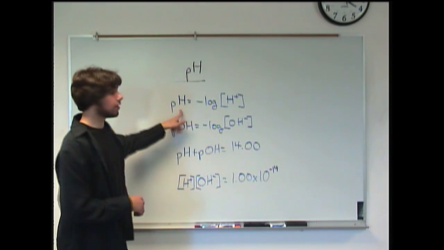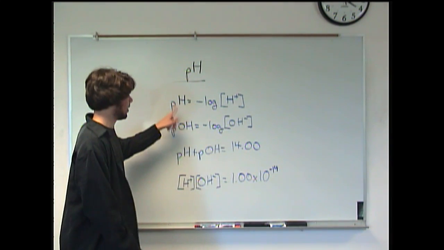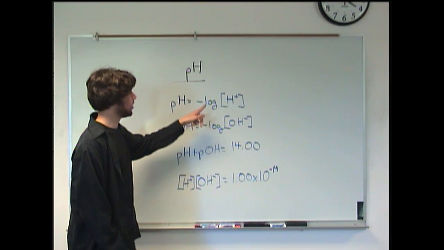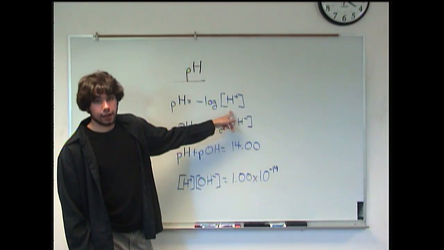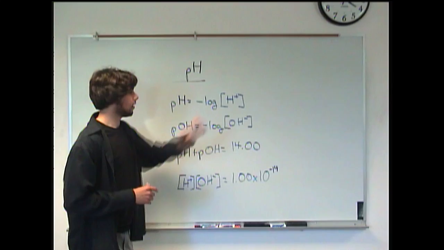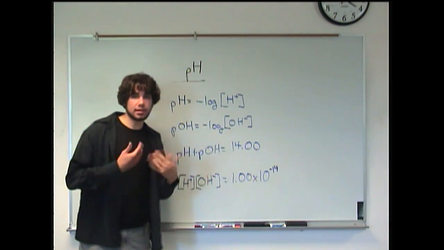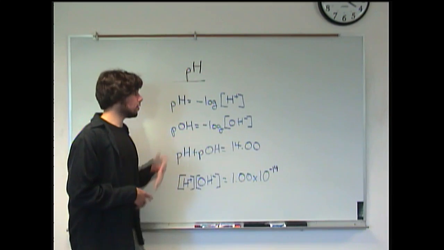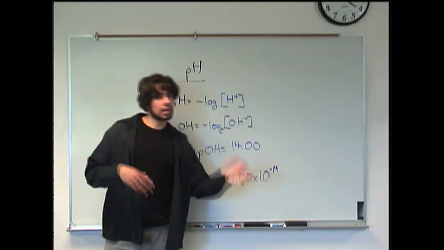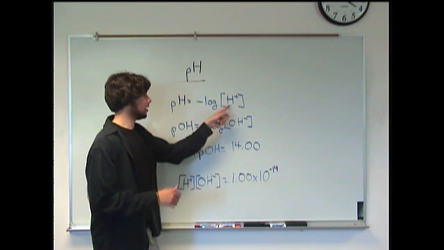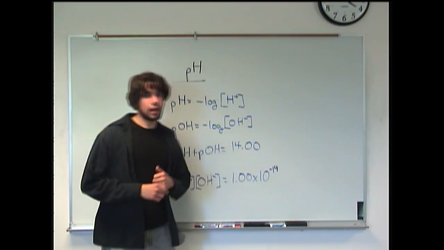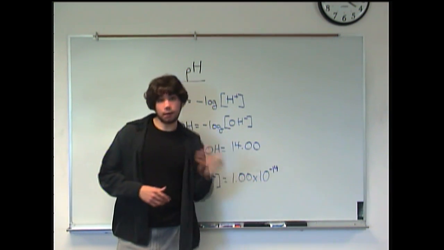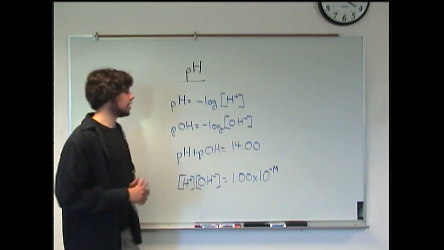So the main equation you're going to want to dedicate to memory is pH, which is equivalent to the negative log of the hydrogen ion or hydronium ion concentration. Now these brackets basically represent concentration, like molarity, for example. So if you know you have a particular molarity of some kind of an acid, you just pop that number into here, you take the log of that number, and then take the negative of that number. And that will give you pH.